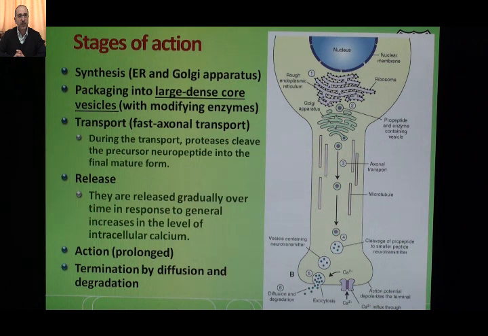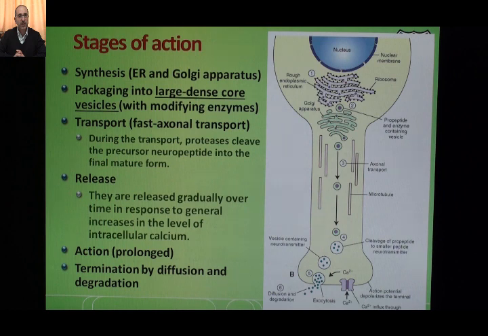They are synthesized starting in the endoplasmic reticulum and the Golgi apparatus, with the rough endoplasmic reticulum actually, and these neuropeptides are inserted into the endoplasmic reticulum where they get modified. Then they are transported into the Golgi. They are modified further and packaged into vesicles known as large dense core vesicles.